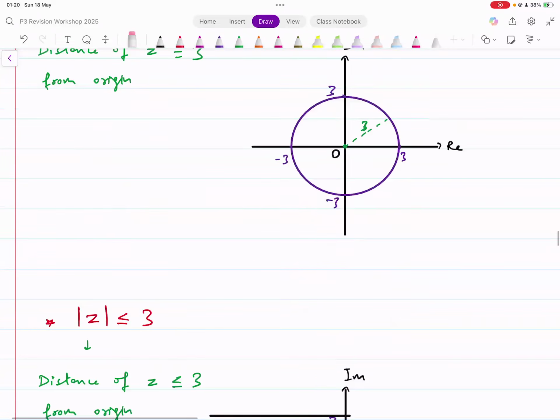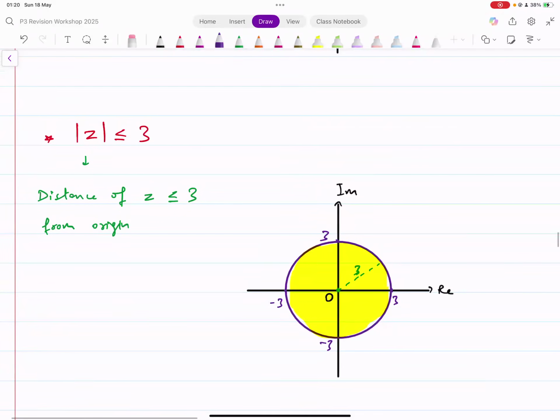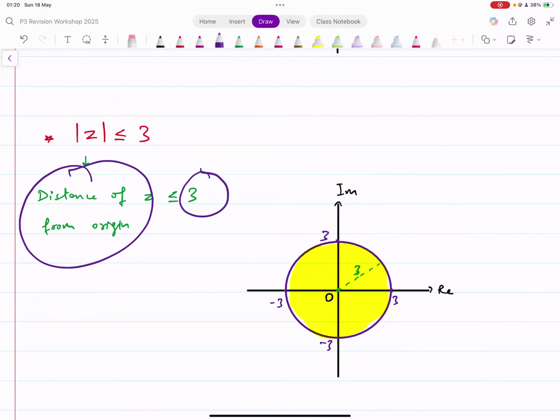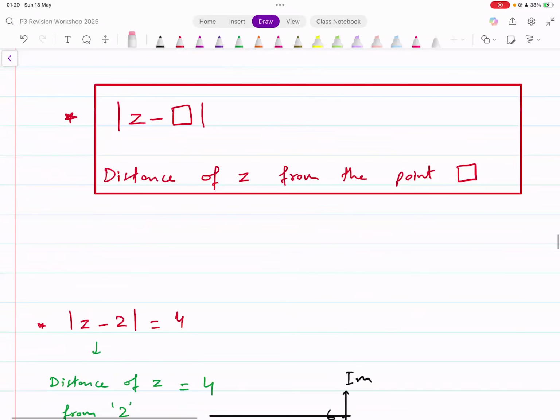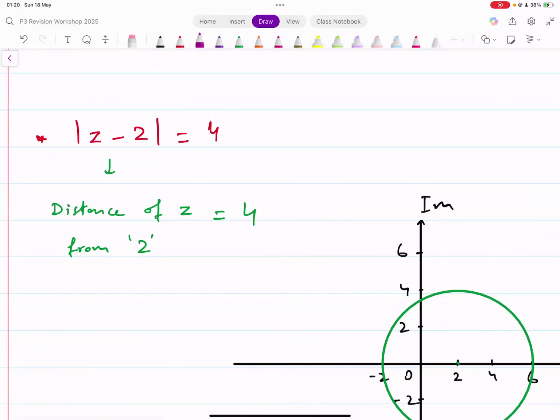Okay. If you have modulus of z less than or equal to 3, what does that mean? Distance of z from origin should be less than or equal to 3. So you make a circle and you shade the inner part of the circle. And that's the region that satisfies this condition. Now, what if you have something more complicated like this? Modulus of z minus 2 equal to 4.